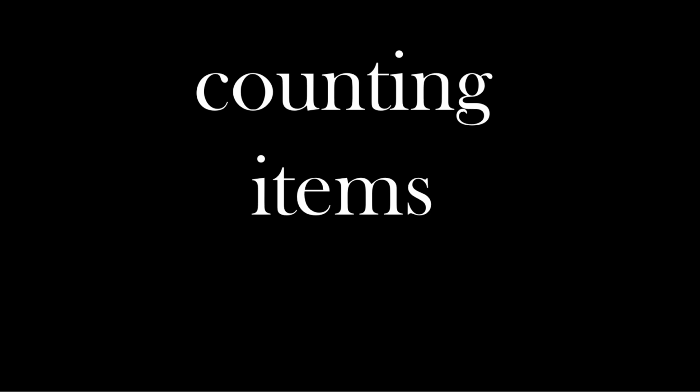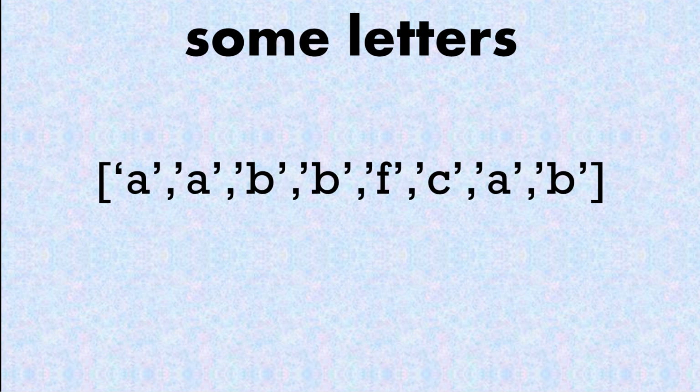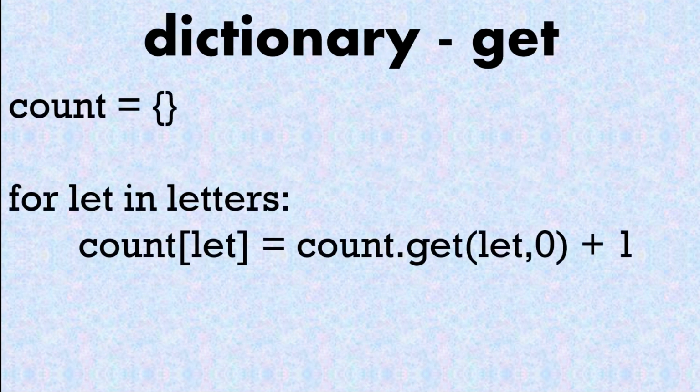Okay, let's have a look at counting some items. Here's a list of letters. We have some A's, some B's, a C and an F. Using a dictionary and the get function, we can count those letters. If you try to access something in a dictionary that's not there, it might crash your program. But if you use the .get function, and you're looking for an item that's not there, then the get will give it a default value.